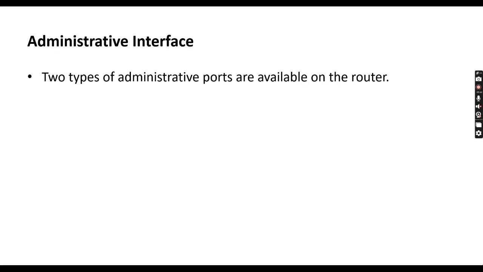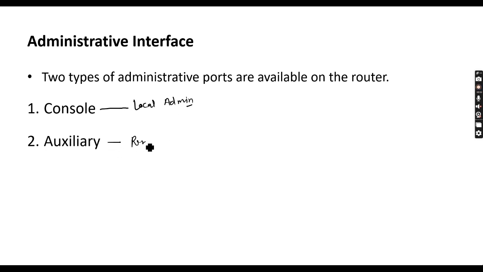Now next we have the administrative interface, and as I discussed, there are two ports you have. One is your console and another one is your auxiliary port. Always remember, the console port is basically for your local administration. And when it comes to auxiliary, this is basically for your remote administration. Remote in the sense that remotely you will be able to administrate.